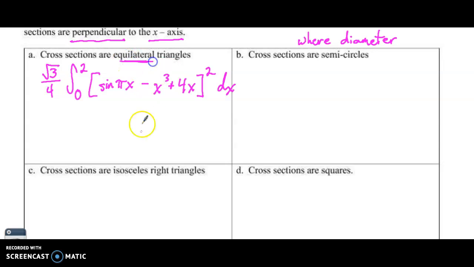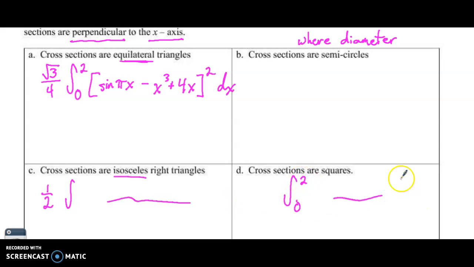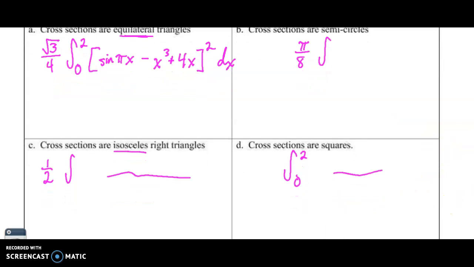That was equilateral. Over here is isosceles, which was 1/2. Everything else is the same. Squares was just, that might actually be the smart one to do first. And then the semicircles, we had pi/8. And yeah, from here it might just be to your benefit to go straight to your calculator. And we've already practiced how to type that in.